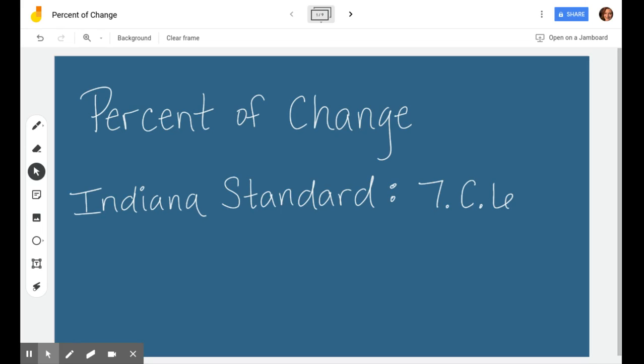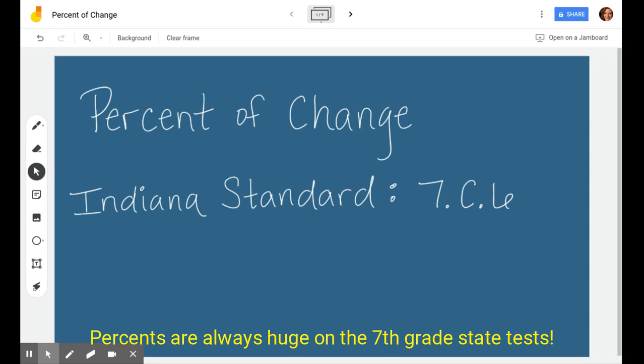This video is on percent of change, or it's also called percent of increase and decrease. I don't know why every year this section seems to be a pretty challenging one for my seventh graders. Every problem follows the same exact pattern, and as long as you know that pattern, they're super, super easy.